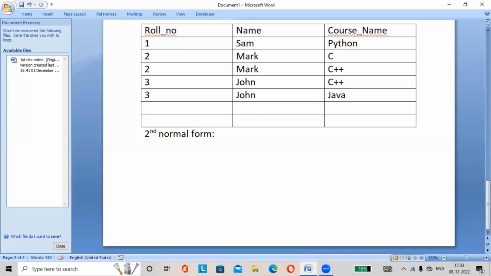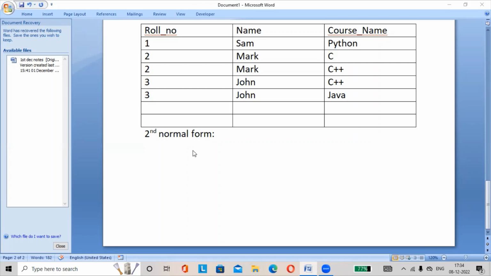What are the rules of second normal form? For a table to be in second normal form, it should satisfy two conditions. First condition: the table should be in first normal form. Second condition: it should not allow any partial dependency.